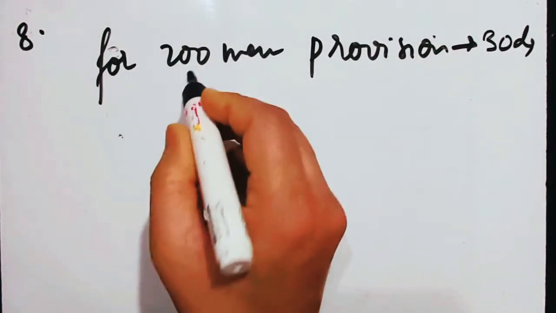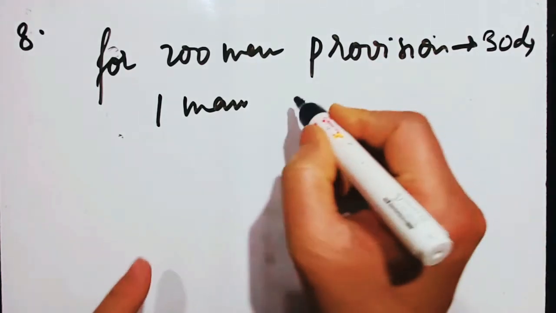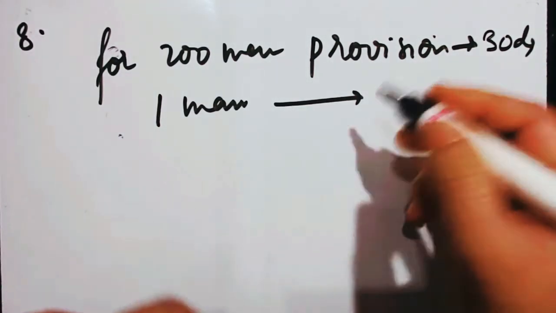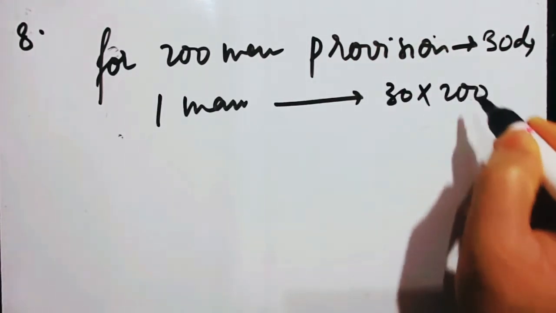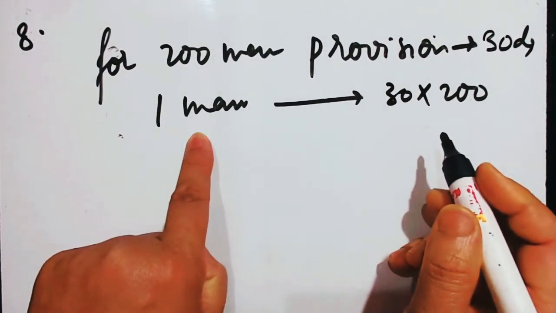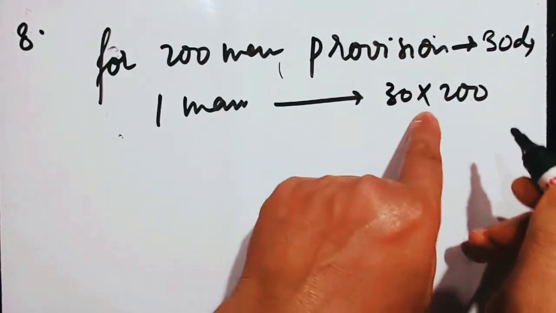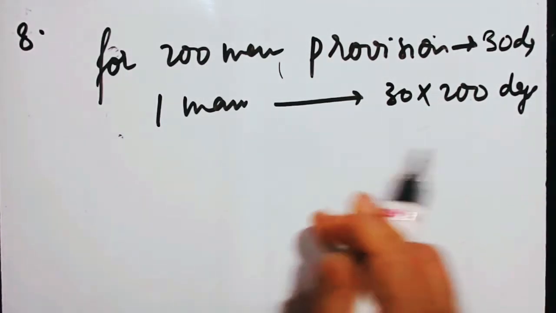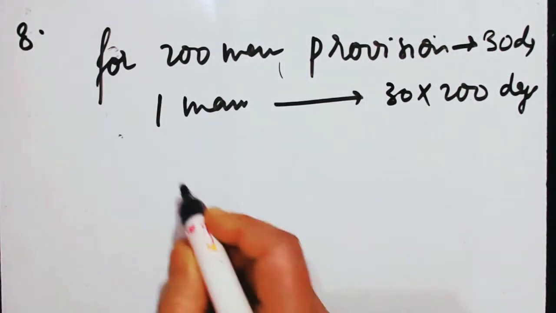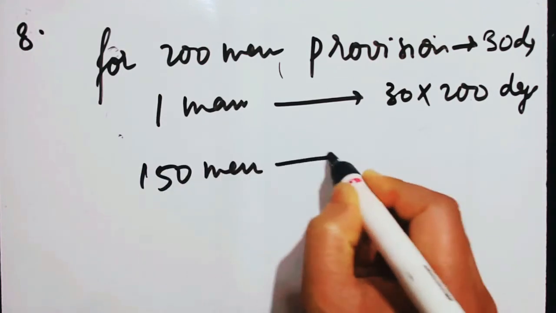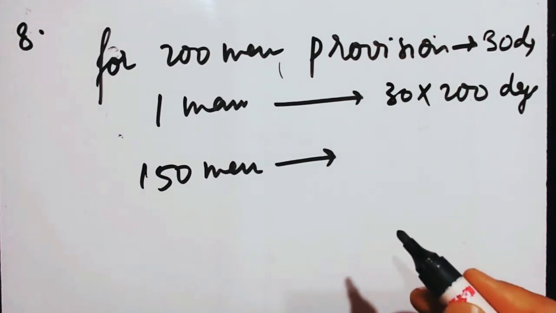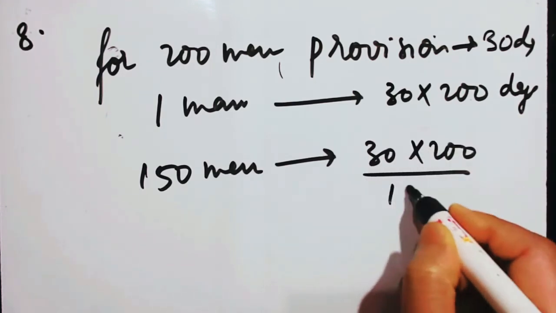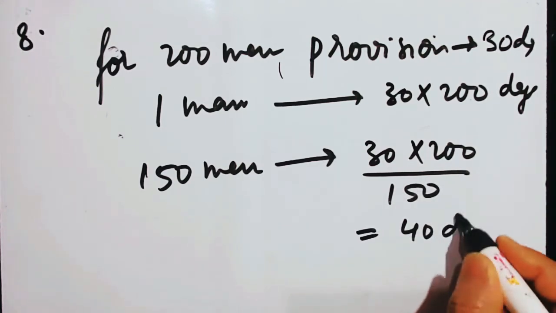Okay. So for one man, the provision will be for how many days? More days or fewer days? For one man, it will be for more days: 30 into 200. That means if only one man is there, then the same provision, this food, will last about 30 into 200 days. Now one man's provision is for this many days. Now the men have increased here: if there are 150 men, why 150 men? Because 50 men have already left. So the provision for 150 men will be 30 into 200 divided by 150, which gives you 40 days.